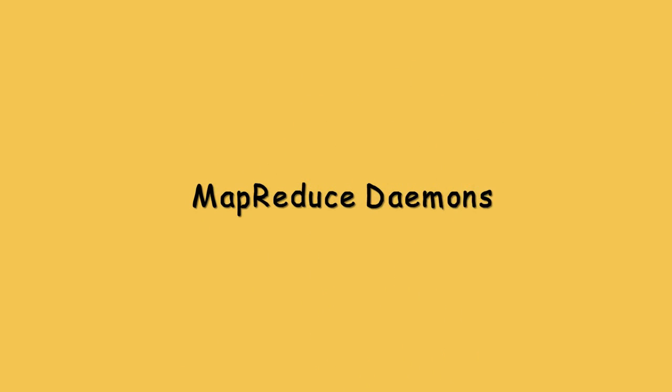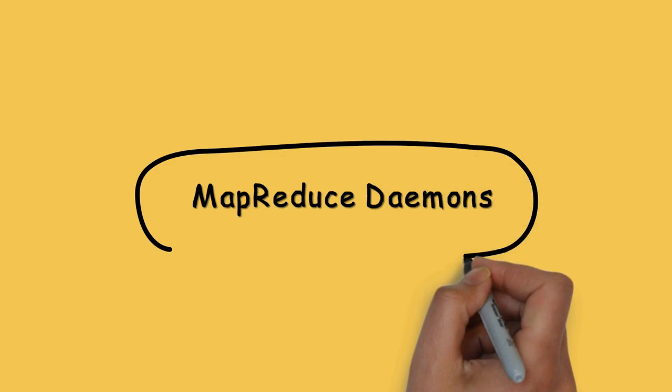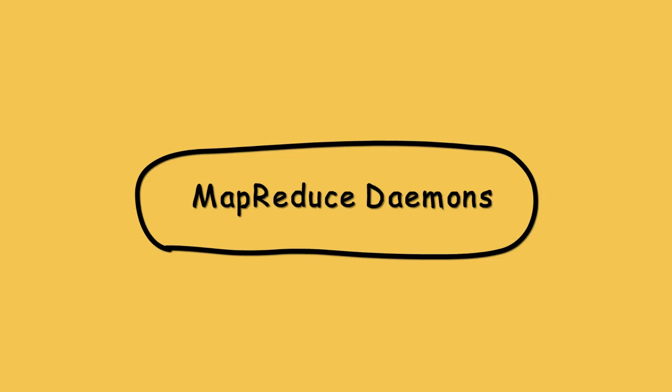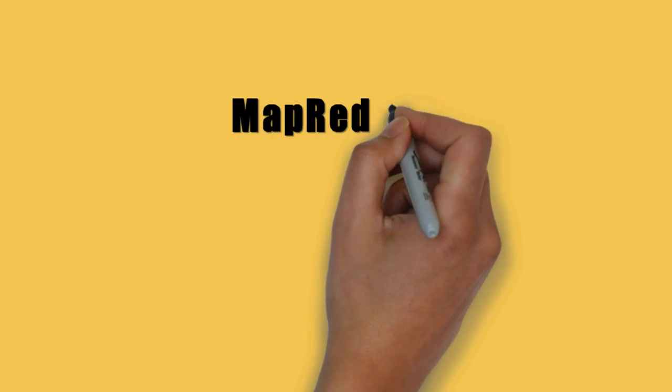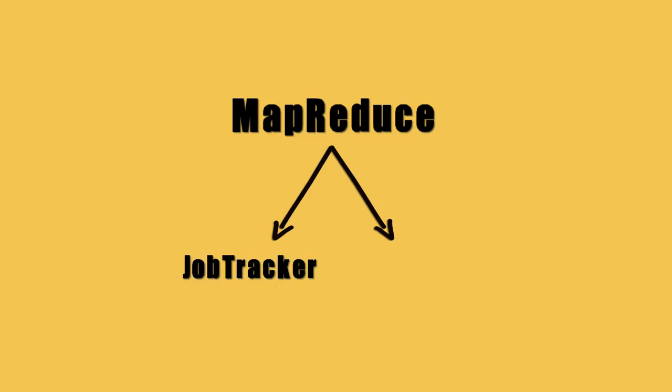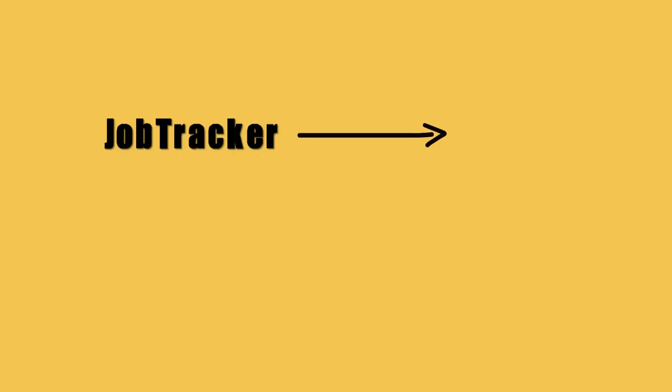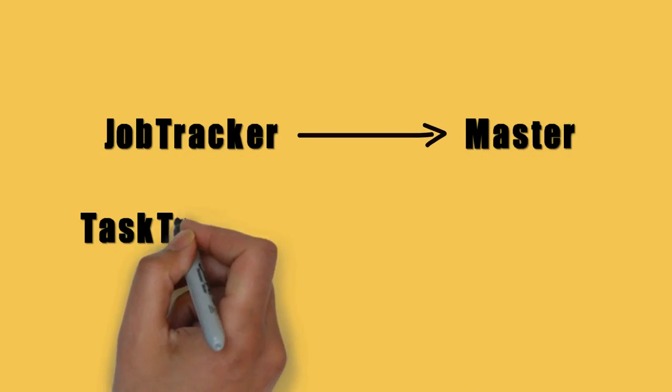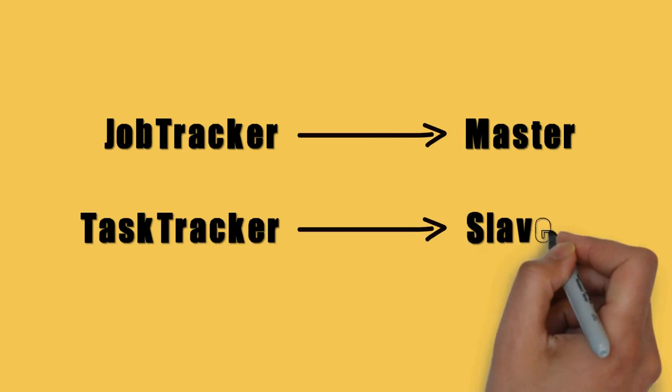In this session, let us try to understand the MapReduce daemons. The MapReduce comprises of two important daemons. The first one is the JobTracker and the second one is the TaskTracker. Each cluster can have a single job tracker, but there can be multiple task trackers. The job tracker is a master process, whereas the task tracker is a slave process.